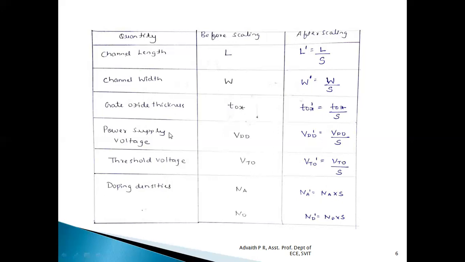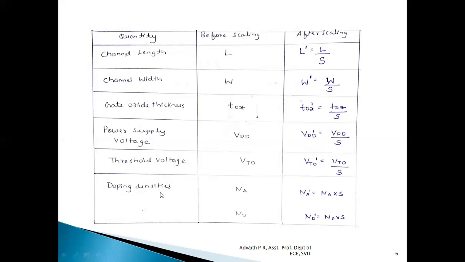As I told you previously, when we employ this particular full scaling, even the voltages, including threshold voltage, will change. Power supply voltage, before scaling, we consider as VDD. After scaling, VDD dash is equal to VDD divided by S. Threshold voltage, VT naught, is the threshold voltage before scaling. VT naught dash is equal to VT naught divided by S, which is after scaling.